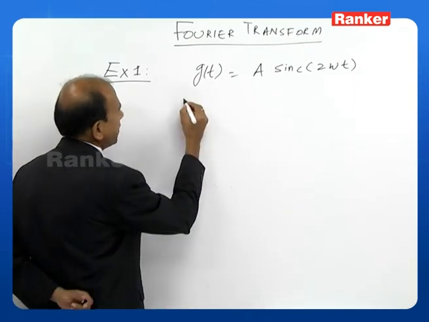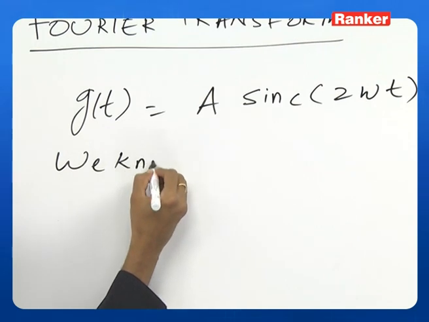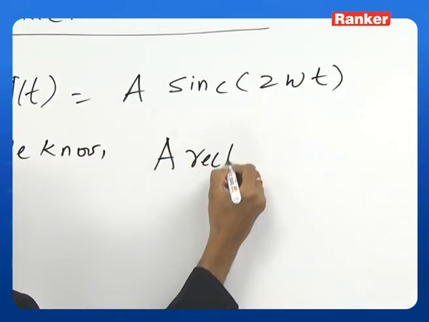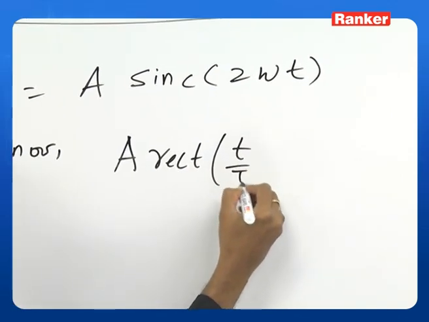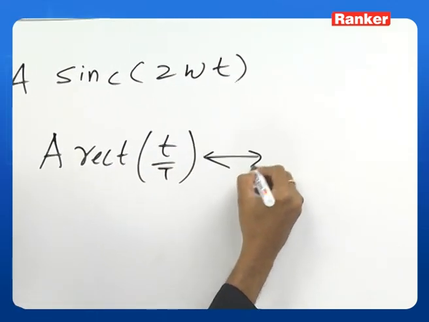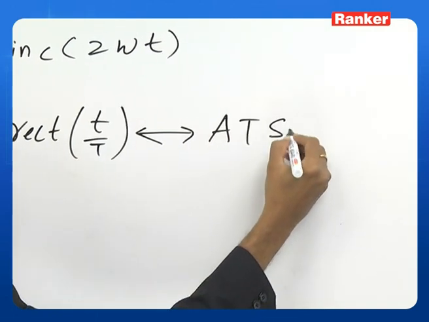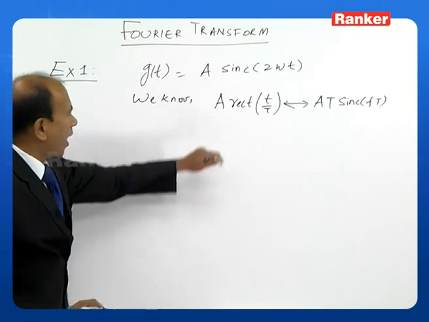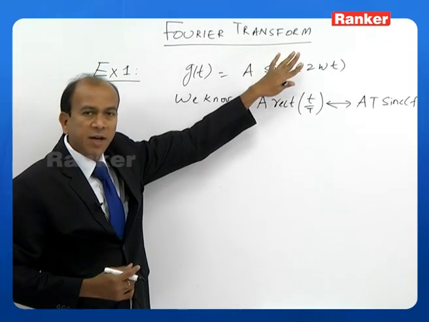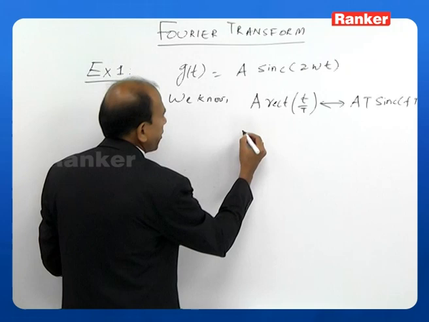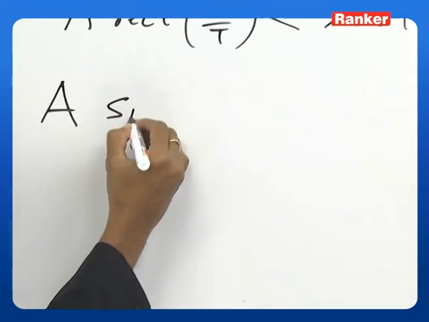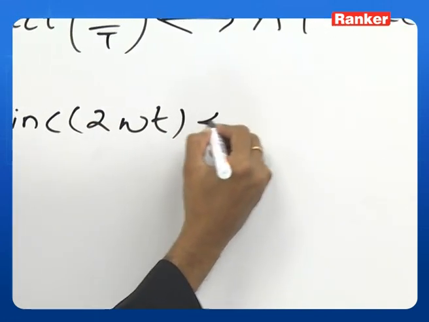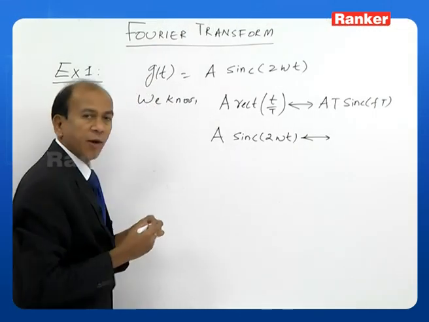We start by saying that we know a rectangle t by T has a Fourier transform which is AT sinc fT. Now I have to find out the Fourier transform of this. What is given to us? A sinc 2Wt will have a Fourier transform of what? That is what we have to see.